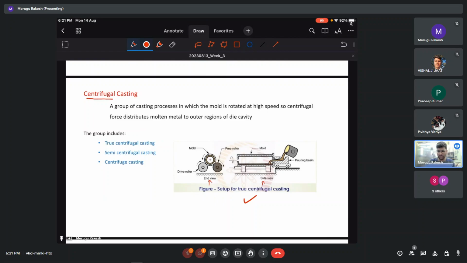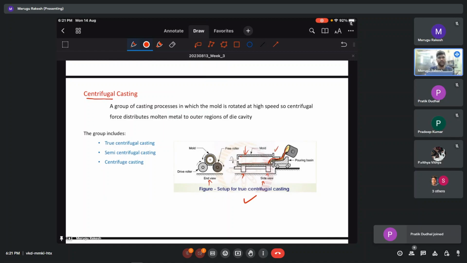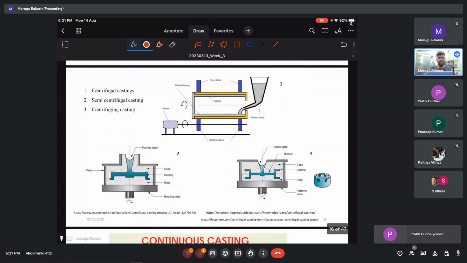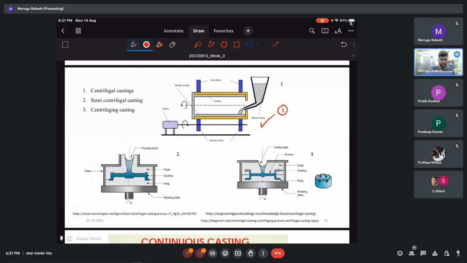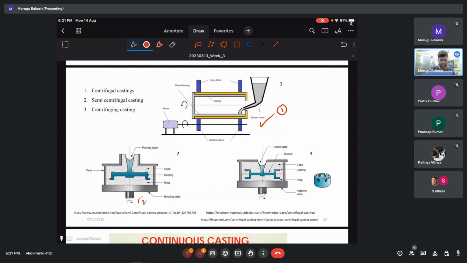So this drum will be rotating with the help of the support rollers, and the molten metal is poured, and it will be distributed at the outer walls due to the centrifugal force, and then solidified and then taken out. So this is a very simple operation when compared to the other processes. So let us see different types of centrifugal casting. This we already discussed, typical centrifugal casting. We have other types, that is semi-centrifugal casting, and then the third one is centrifuging casting.